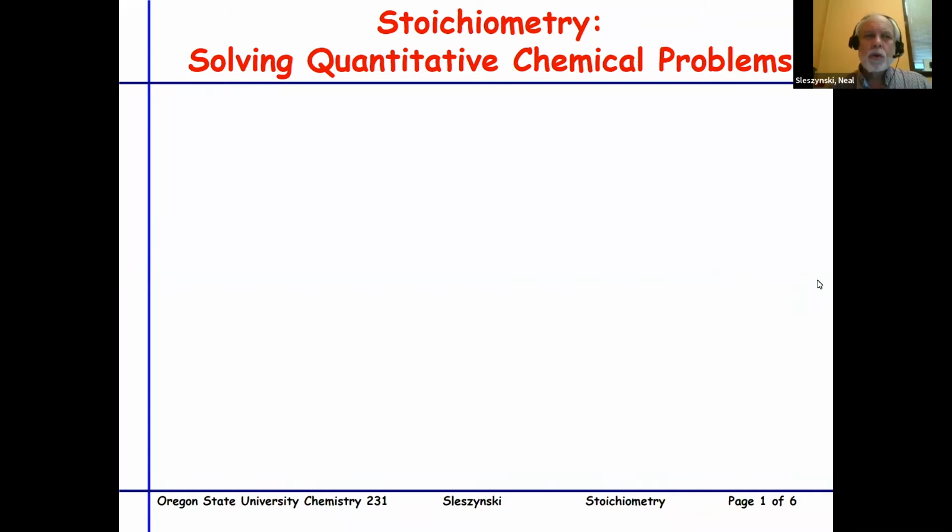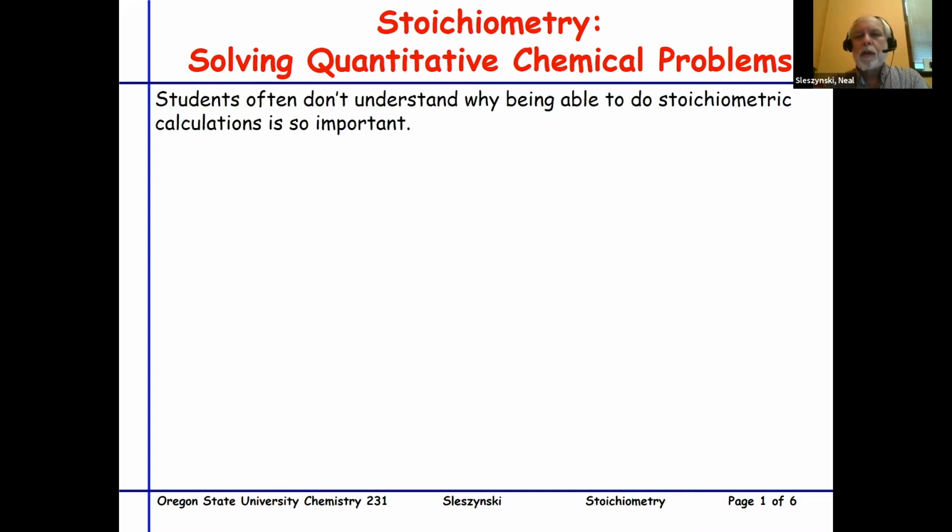This is a short tutorial on stoichiometry, which is the use of quantitative techniques to solve chemical problems. Students often don't understand why being able to do stoichiometric calculations is really important. So I've made up this example to show you how stoichiometric calculations go beyond just the chemical laboratory. So here's a word problem for you.